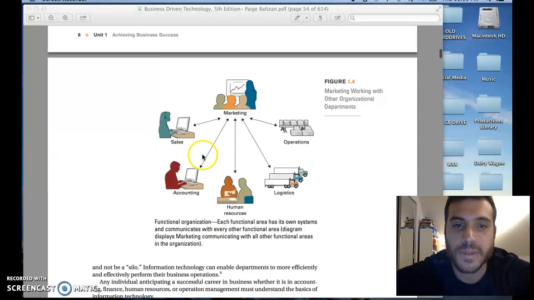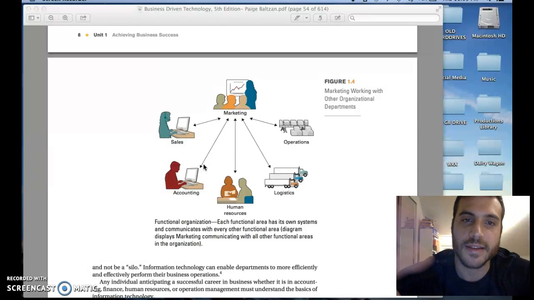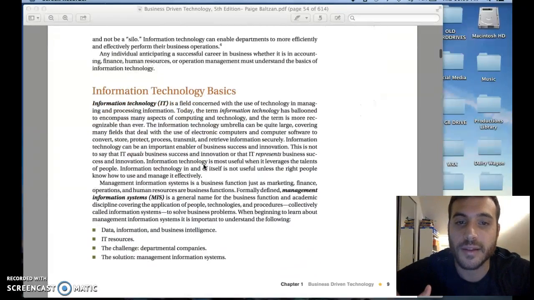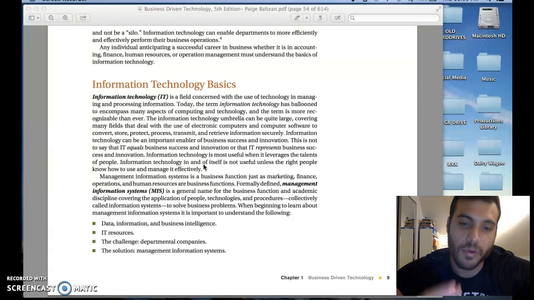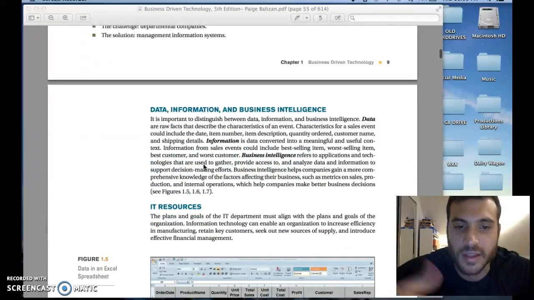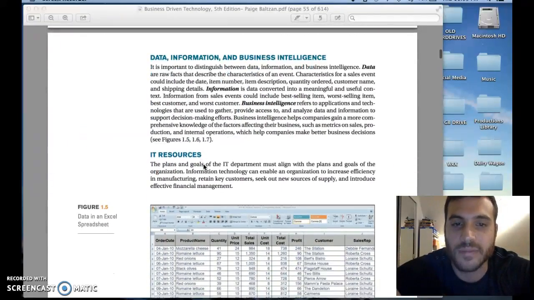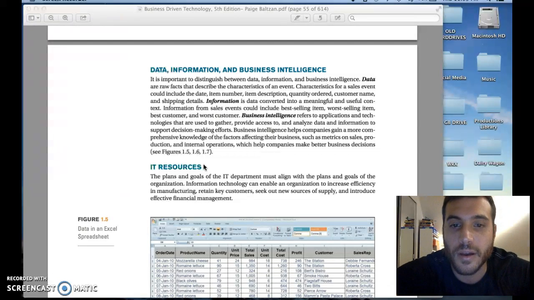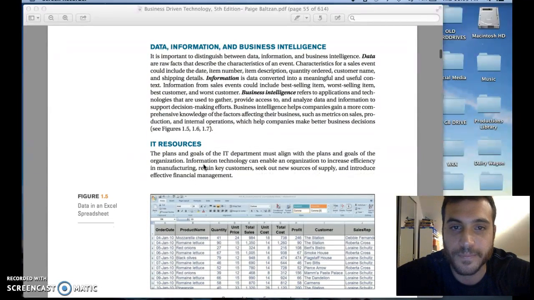Now, here you see that each department has a task, has a goal, has something to accomplish. But you cannot have each department working on its own. You need a way for them to communicate, and a great way is information technology. Through information technology, we're going to see that later on in the chapter, it actually has a term for that, is used in order to coordinate all the departments together in order to work more efficiently.